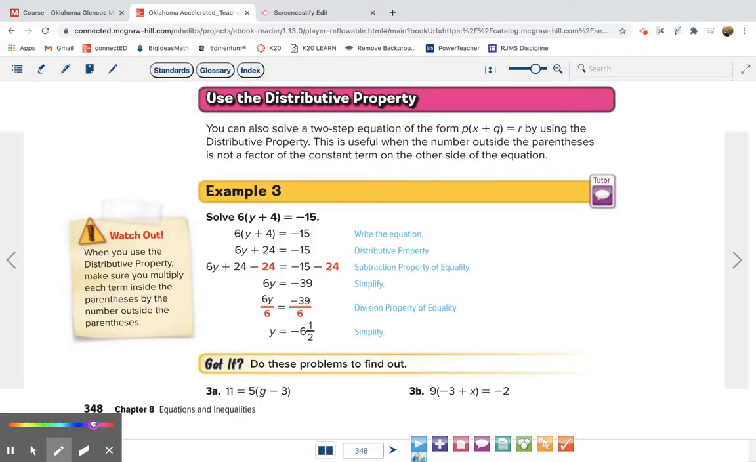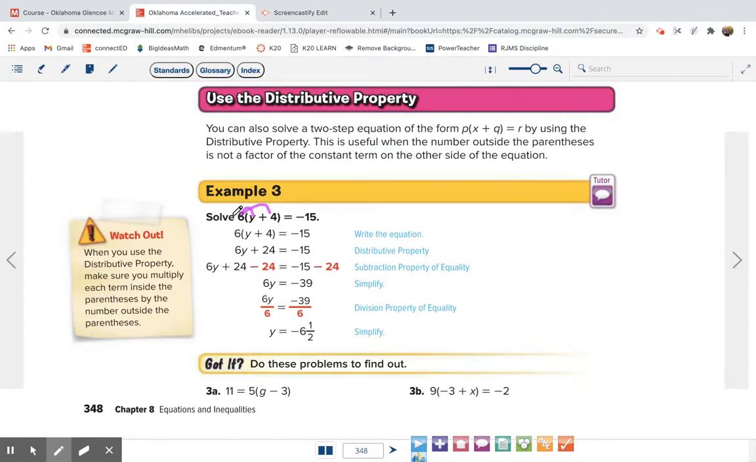Okay, guys, I know this is a longer lesson. This will be the last example we look at today. Example 3. Solve 6 times y plus 4 equals negative 15. So again, if it is easier for you to distribute to solve, that is perfectly fine. It will get you the right answer. But what I'm going to do is do the other way only. So, well, look on this one.